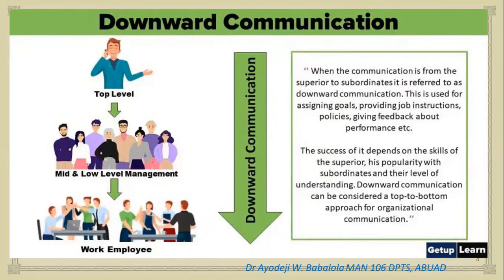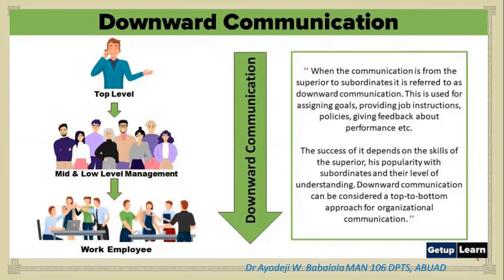Downward communication is used to assign goals, to provide job instructions, to provide policies, to give feedback about performance, and so on. So when a superior tells the subordinate, I need you to do better, or you are doing fantastic, or you are doing beyond my expectation, when they give feedback to the subordinate, that is downward communication. When the superior tells the subordinate about the new policies or the old policies of the organization as they relate to health, promotion, or performance, that is downward communication. And when they give job instruction, this is how I want you to do this, this is what I want you to do, that is also downward communication. The success of downward communication depends on the skills of the superior.